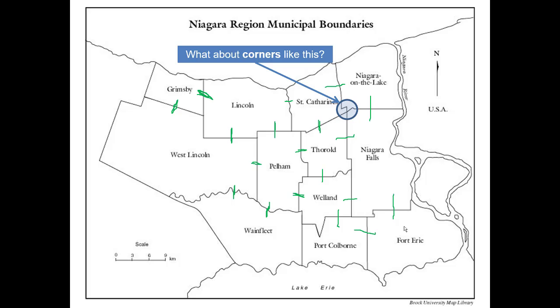In this instance, where Niagara-on-the-Lake, St. Catharines, Niagara Falls, and Thorold come together, there's a corner. We could say that corners count as connections or not. In this particular instance, we're not. And the point there is that St. Catharines and Niagara Falls don't share a border, and Thorold and Niagara-on-the-Lake don't share a border.